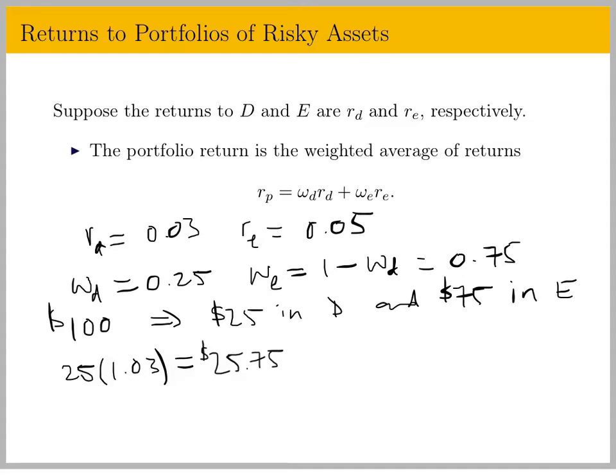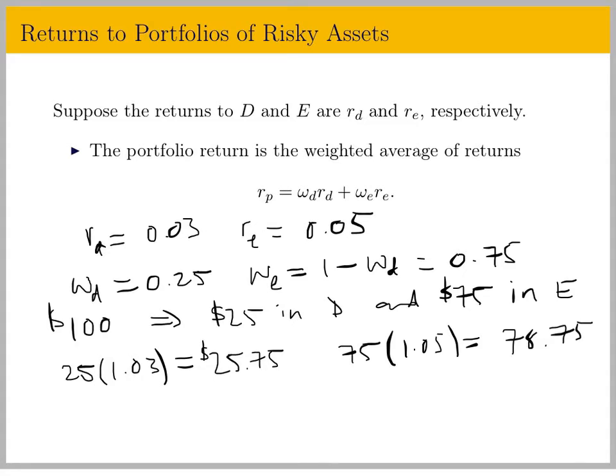And then if I put $75 into the equity asset, returning 5%, that's going to be $78.75 at the end of the month. What is my total earnings?